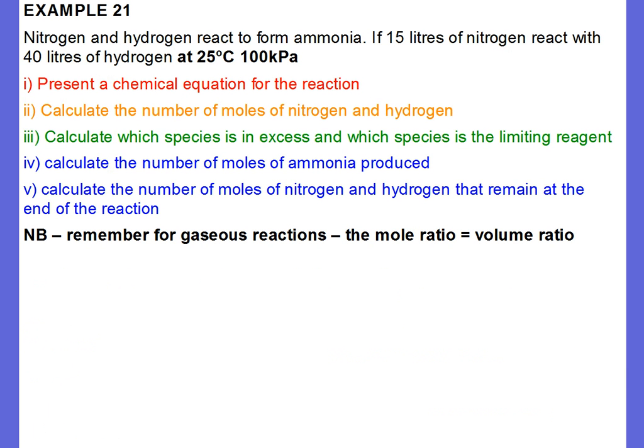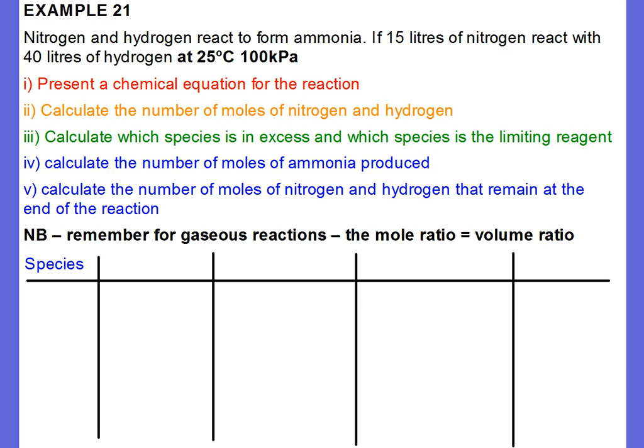So now we come into the last 2 questions. It's calculate the number of moles of ammonia produced and the moles of nitrogen and hydrogen that remain at the end of the reaction. And for these sort of questions, limiting excess, when you're finding all the things about the products and reactants, sometimes a table is the best way to go to solve these problems. And the table looks something like this.